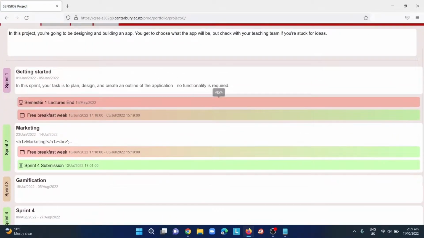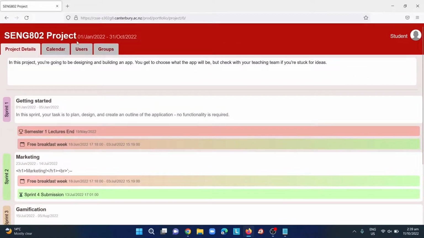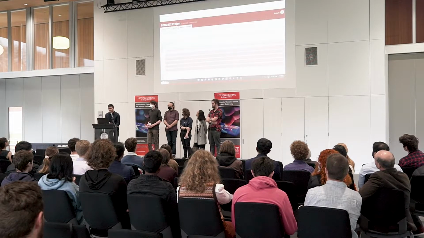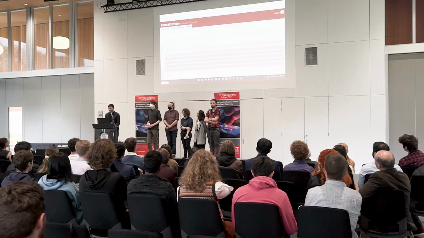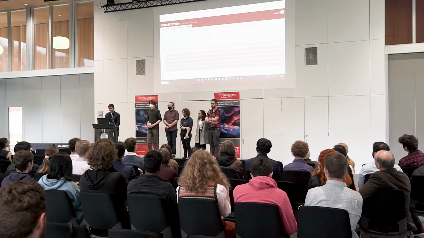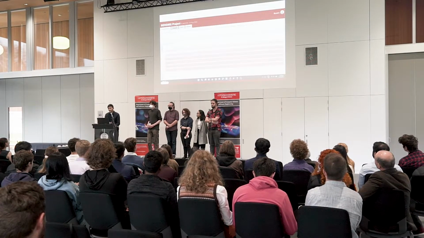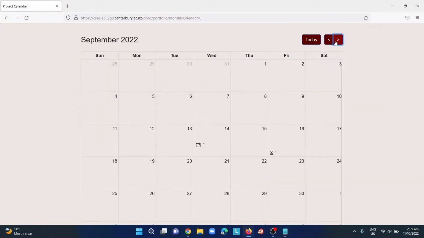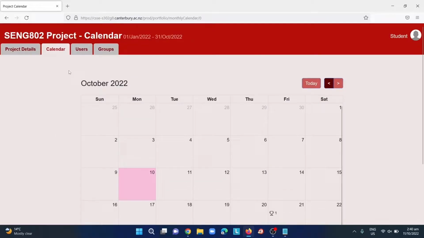Moving on to project details page, it contains sprints, events, deadlines, and milestones. And all of these are within the project dates. And they are reflected on monthly calendar. So, sprints, event, deadline, and milestone.